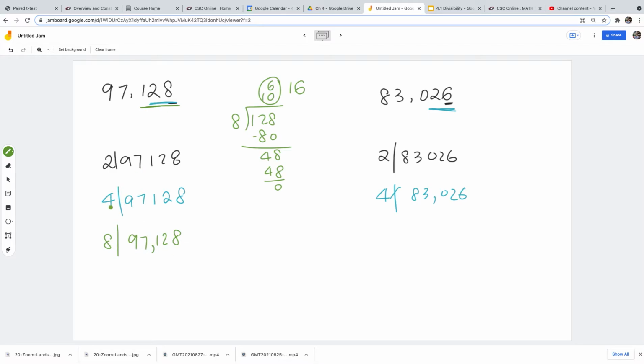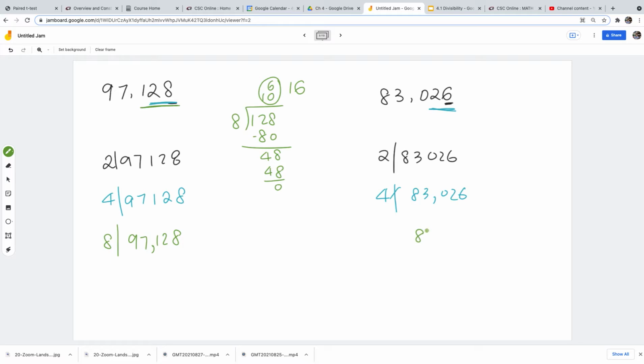It's also divisible by 4, and it's also divisible by 2. Actually, if a number is divisible by 8, it's also divisible by 4 and by 2, because 4 is a factor of 8 and 2 is a factor of 4. However, that doesn't mean that if a number is divisible by 2, it's always divisible by 4, as in this case. How about divisibility by 8? You don't even have to check. If it's not divisible by 4, it can't be divisible by 8.